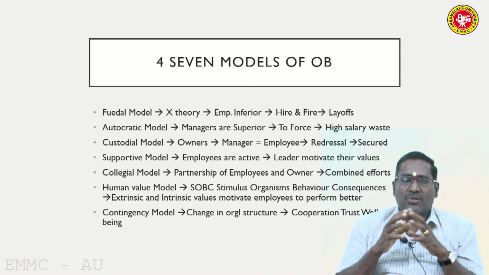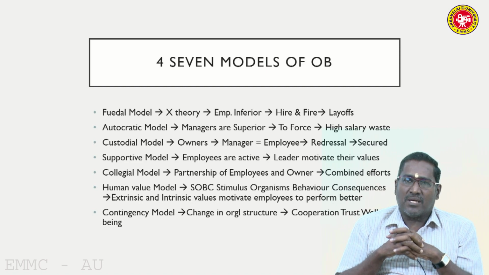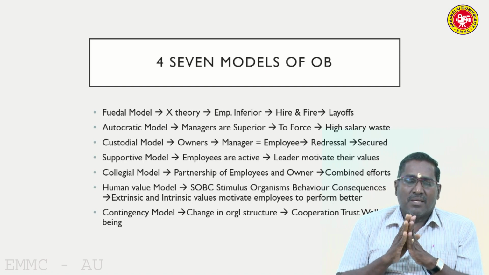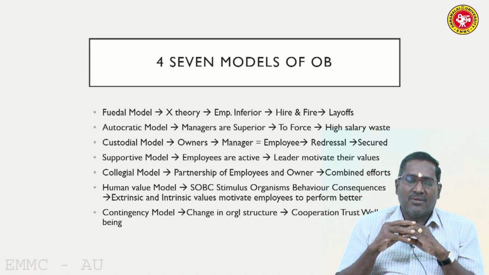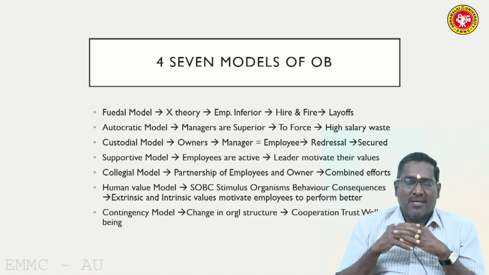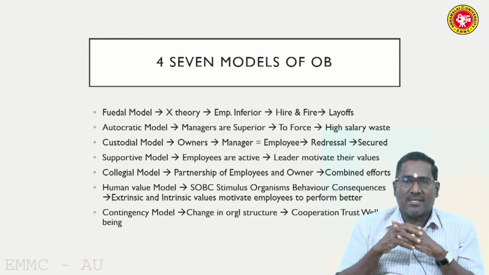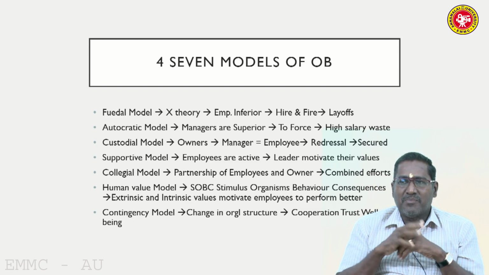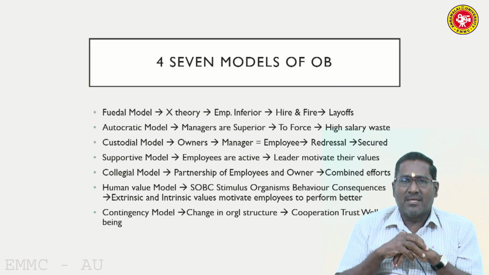Now we are coming to the pure models. There are 7 models that talk about organizational behavior. One is the feudal model, and the other one is the autocratic model. Third is the custodial model. Fourth is the supportive model. Fifth is the collegial model. Sixth is the human value model, and seventh is the contingency model. I'll just give a glimpse of it, and probably you can learn it from our lesson and the self-learning materials.